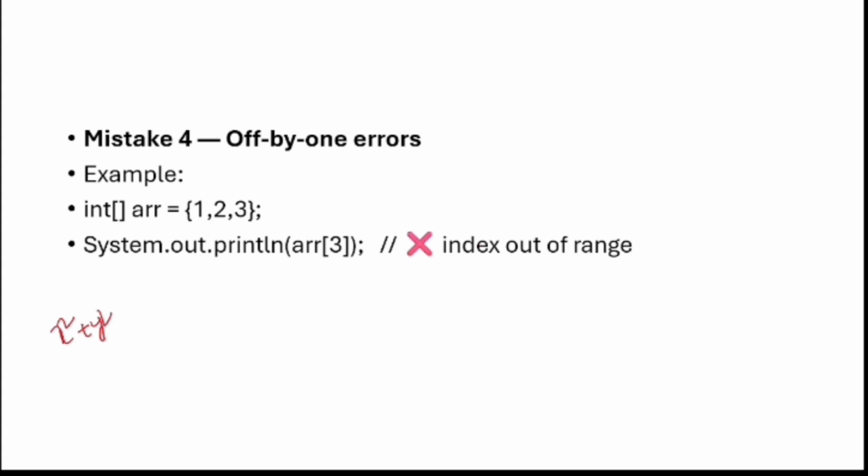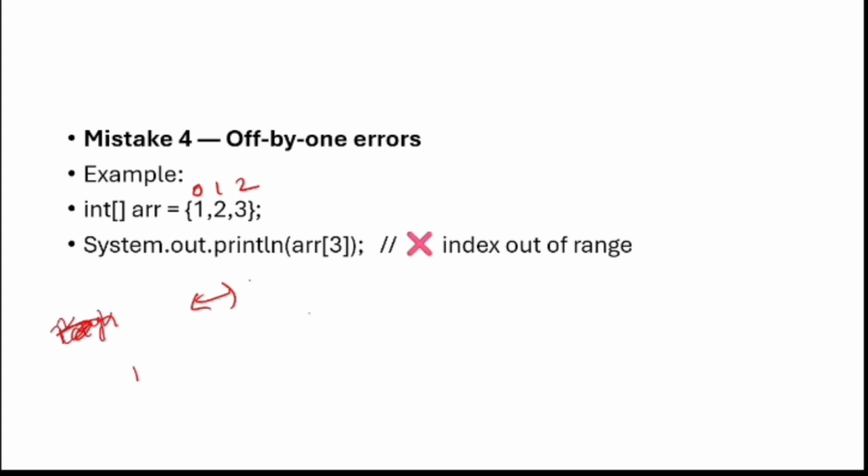Next, I have already told you about index out of range. The next example is off by one, meaning some error occurs here. It is not a syntax error, but you are getting an exception and not the expected output. Here the array elements are 1, 2, 3. Index starts from 0, 1, 2.